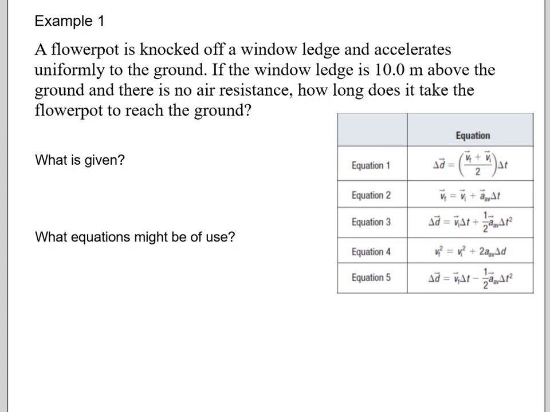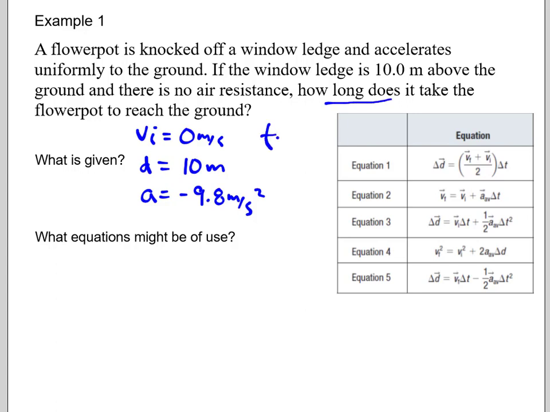Okay, so let's try and get a few things down here. What is given? Well, it said it was on a ledge, so we can assume it starts at 0 meters per second. It is 10 meters off the ground, and we're going to come back and talk more about that value in a minute. It accelerates uniformly, so that's downward at negative 9.8 meters per second squared. And then we're looking for time. How long does it take? So we're trying to find a time value.